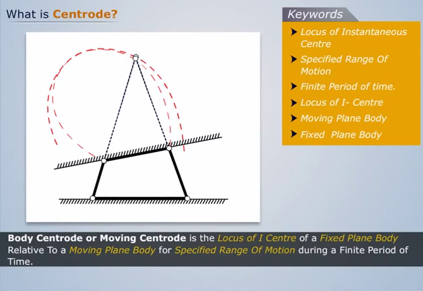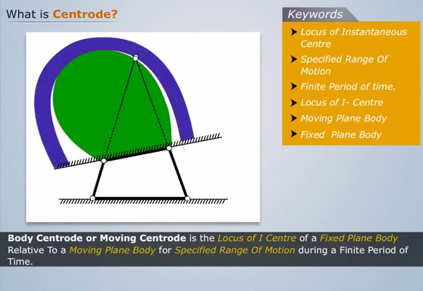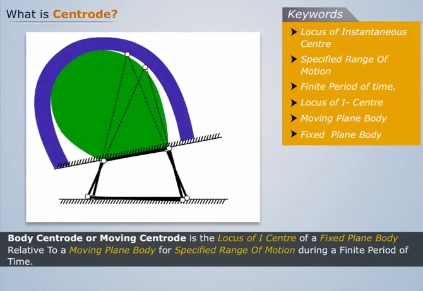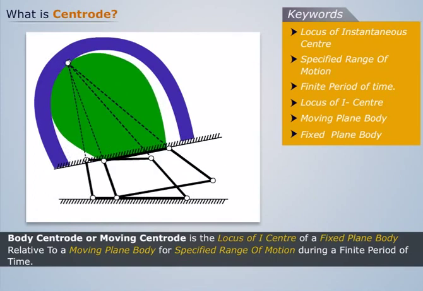Now if we consider both the centrodes to be rigid bodies and make the body centrode roll over the space centrode, we see that link 3 traverses the same motion as it does in the original mechanism. This is because the I center for different positions of link 3 is the same as the point of contact between the centrodes. Thus we can conclude that the plane motion of a rigid body relative to another rigid body is equivalent to the rolling motion of the body centrode on the space centrode.